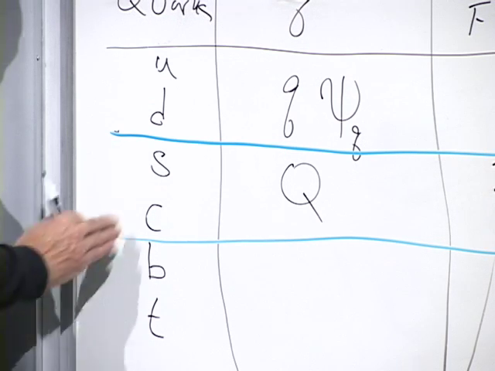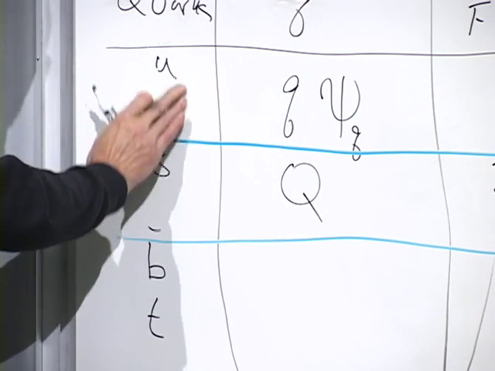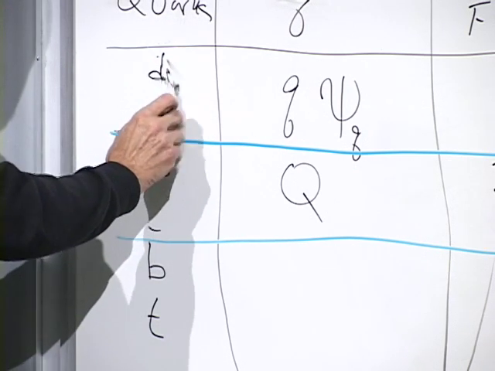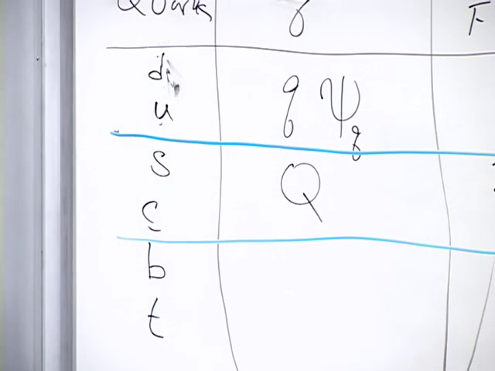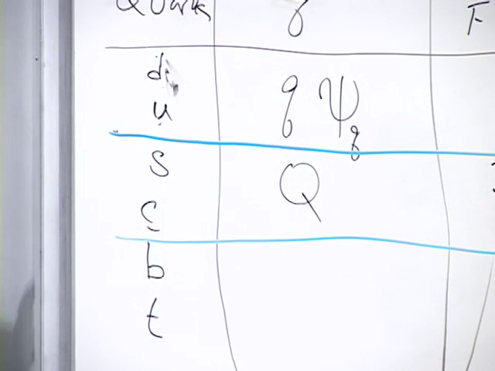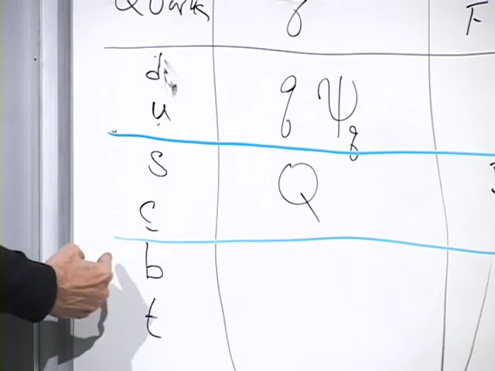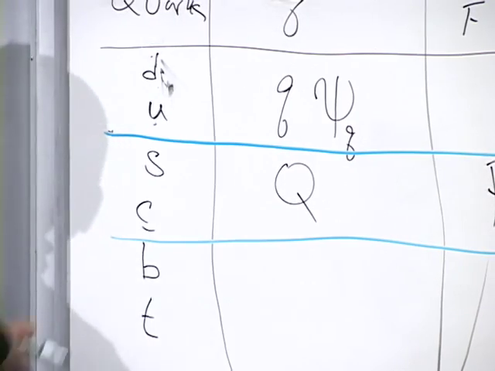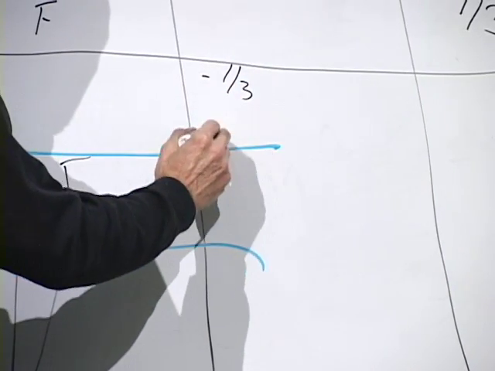Excuse me. Wait. If I want to keep the pattern, let me see. I think I want to put down, up. Down, up, strange, down, up, strange, charm, bottom, top. Yeah. All right. So the down-up system is very similar to the strange-charm system, is very similar to the bottom-top system. So let's write down what the electric charges are, and you can see this similarity. The down-up system has charge -1/3 and 2/3.